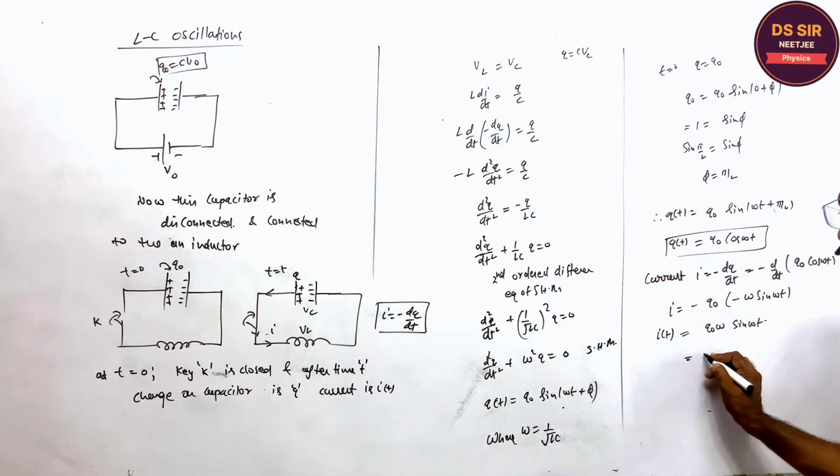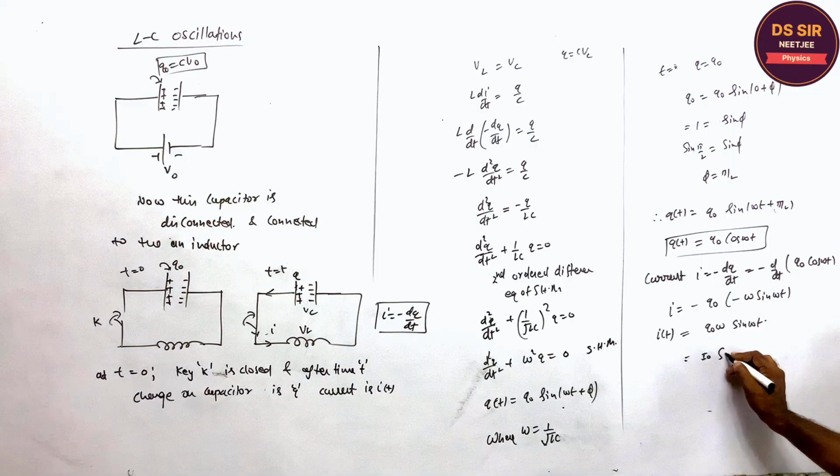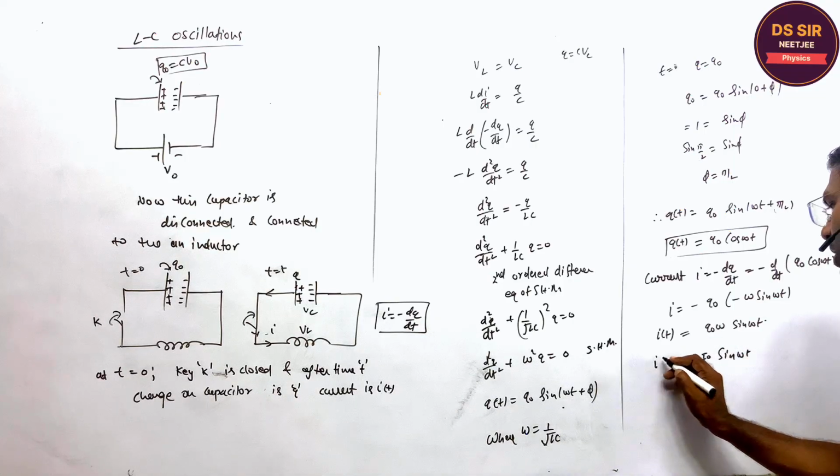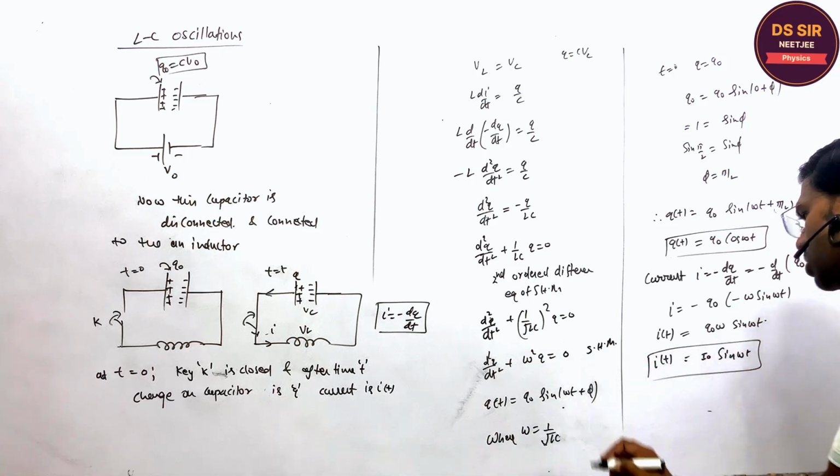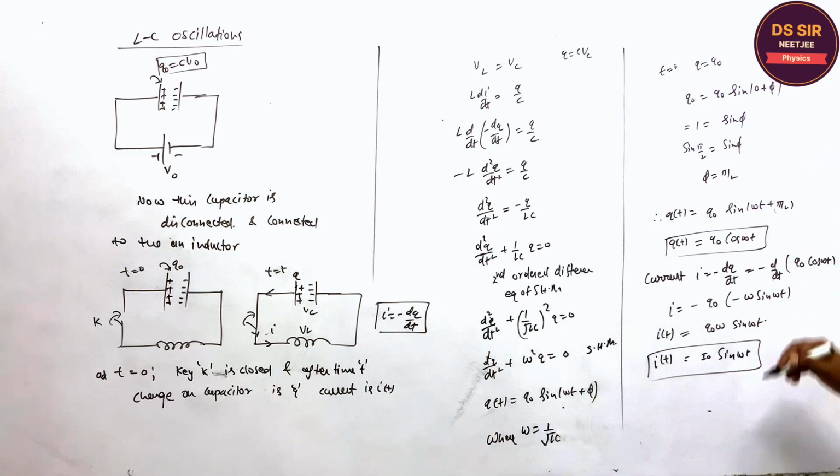This is the maximum current you may write, right? This is the maximum current, times sin omega t, and this is the current as a function of time t in the circuit. So this is the sinusoidal variation. The charge on the capacitor is also a sinusoidal variation. Is it clear or not?